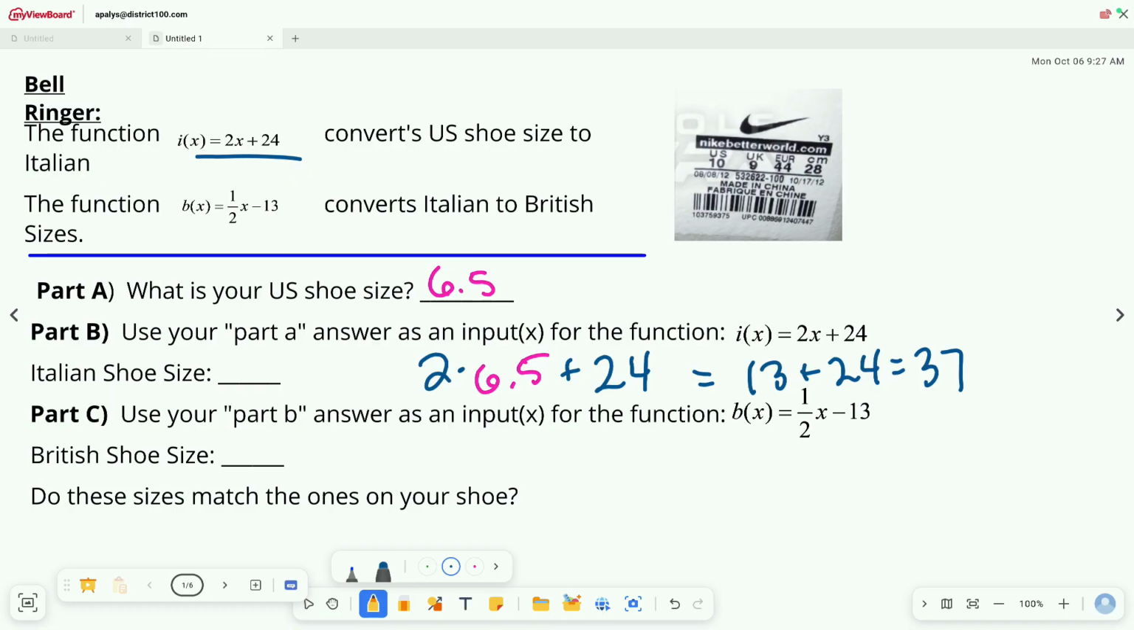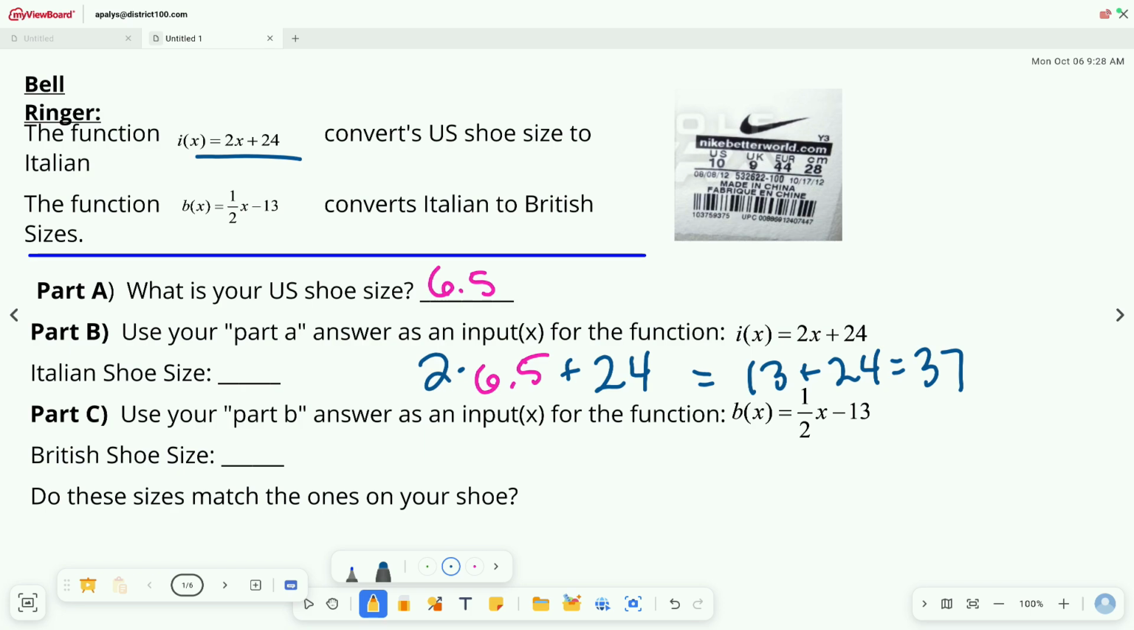Oh. So is it a 7? Maybe they don't do half sizes, so maybe they bump it up to a 7. Because if it was 7, then that would work out to 39. Okay, let's put it back into UK from the Euro and see if it works out.